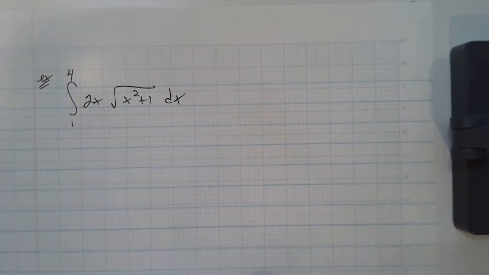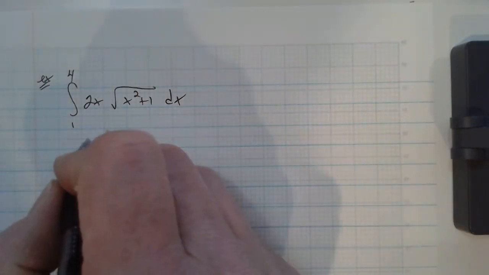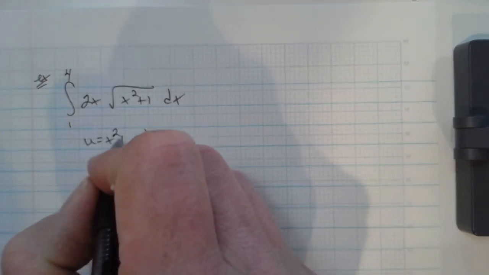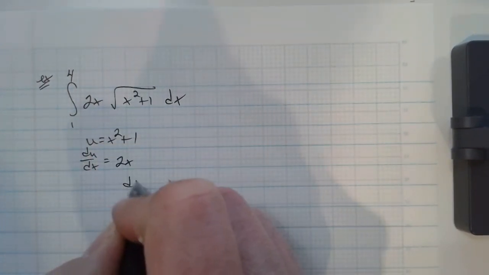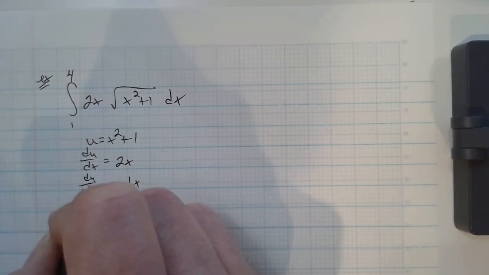All right. So this is a u substitution. u is x squared plus 1. Solve for dx. We get du over 2x.